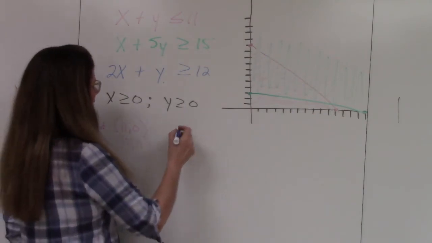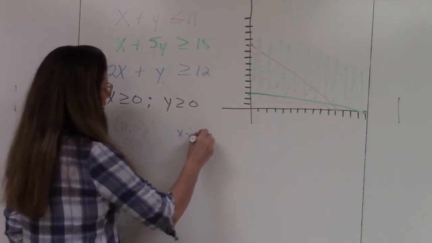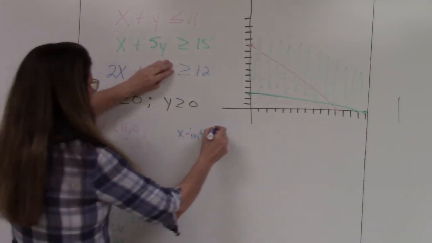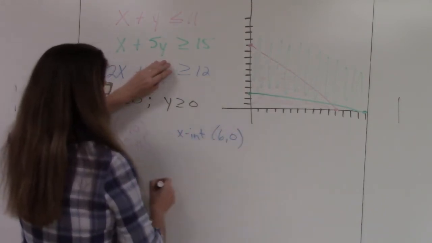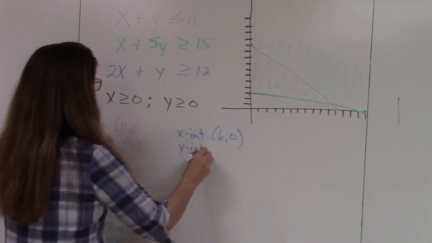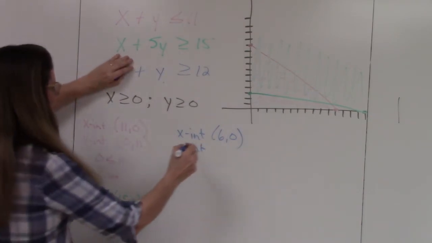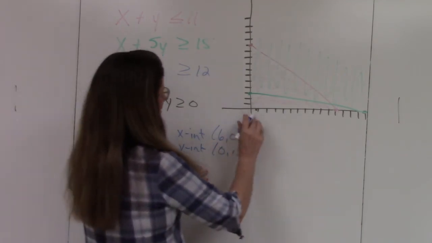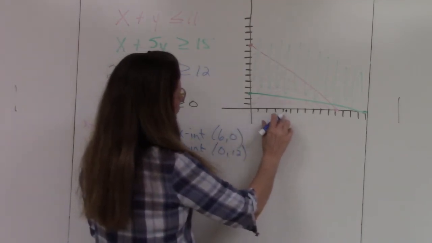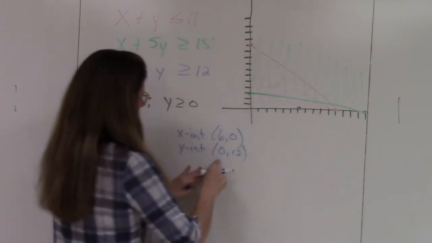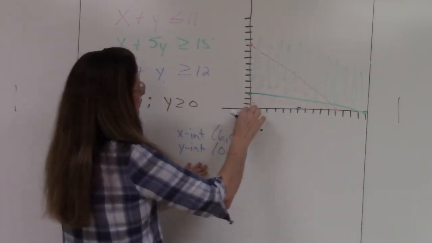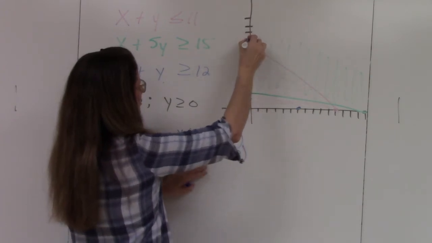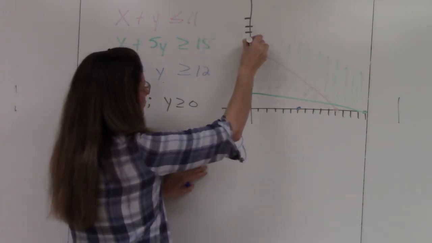The x and y intercepts of my blue line. So the x-intercept, I cover up my y, and I get x equals 6. The y-intercept, I cover up my x, and I get 0, 12. Okay, so my x-intercept is 6. 1, 2, 3, 4, 5, 6. My y-intercept is 0, 12. 4, 5, 6, 7, 8, 9, 10, 11, 12. There's my 12. So here is my blue line.